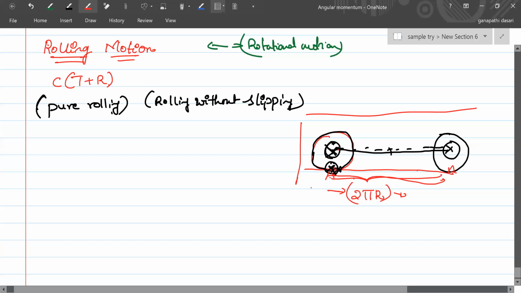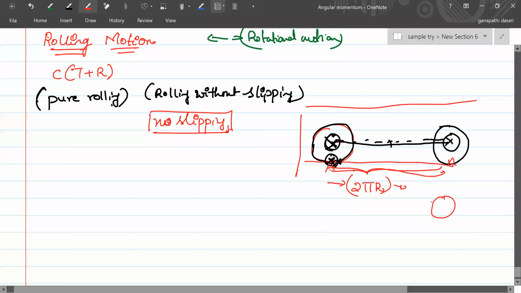Pure rolling requires friction. If friction is not there, it will generally slide. Only friction will provide the torque so that it can rotate about the center of mass axis. Without friction, it cannot rotate. That's why I told you we consider the pulley to be frictionless, massless, and ideal. If it is having friction, the pulley will rotate also. Otherwise, it will slide. That friction is providing the torque at that point, so it will rotate about that point.